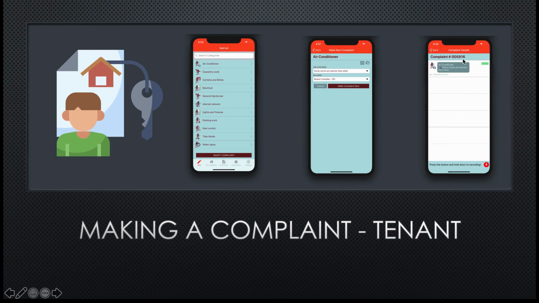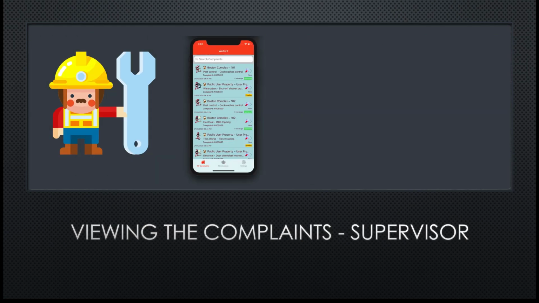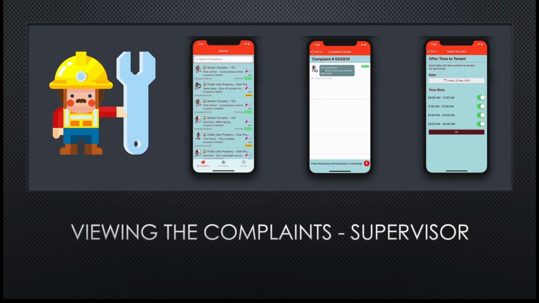Then they will see a complaint feed screen with a unique complaint number. So in this case, the tenant raised a complaint for air conditioner, where they selected that some rooms are warmer than others. The tenant can also record a voice message and send it whenever needed. The second stage is that the maintenance team should be able to see the complaints. The maintenance team's supervisor will tap on the complaint and then offer timing options to tenants. The supervisor can offer one or more time slots, depending on their team's schedule.